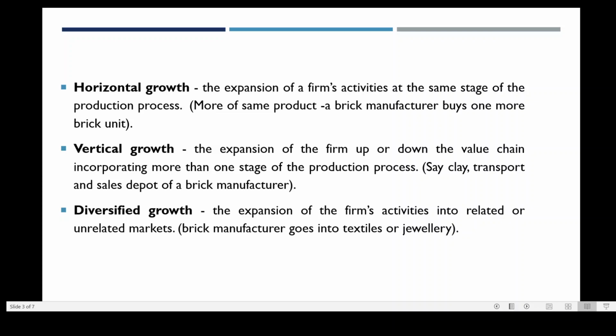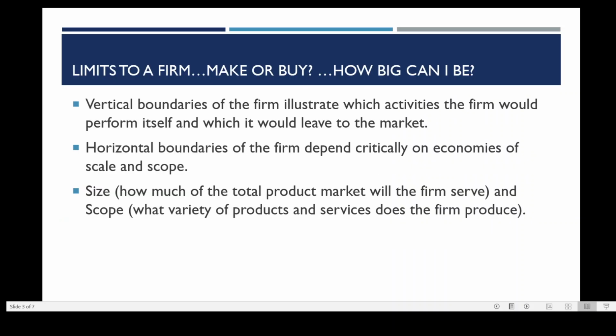And then you have diversified growth, where a brick manufacturer can go into fisheries, textiles, jewelry, or the cashew industry, or you can grow into other new markets, like you can grow into another new state, or into another new country. So this is diversified growth.